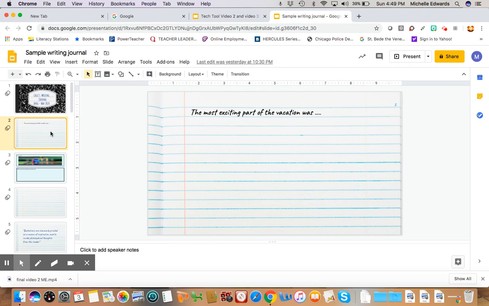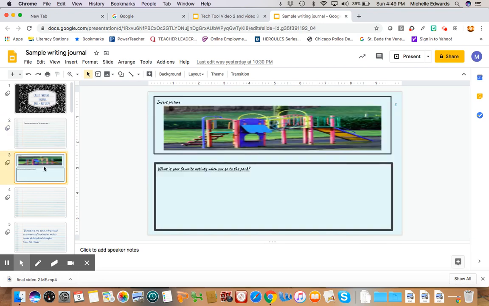Also, this would be a great tool for students to use during a Google Meet. If you're looking for something to share, students could take their journal entries and share them with their class. So they could be writing things, and also, depending on your grade level, you could insert a picture and have students correspond, or maybe they could select a picture and write about the picture.